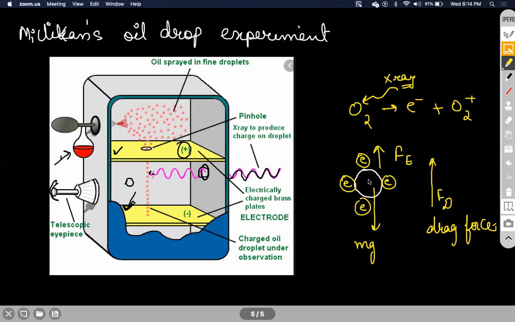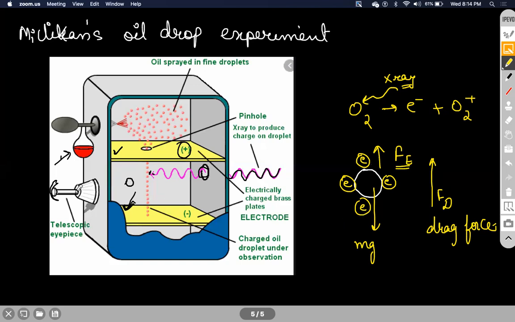Now some oil droplets have just one electron, so what will happen? That will tend to fall down, right? Because the electrostatic force is very less. But if some oil droplet has more electrons, the force Fe will be high. So if Fe is high, it will tend to go up. Am I right, guys?